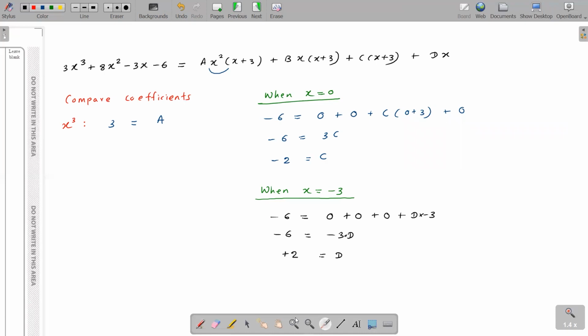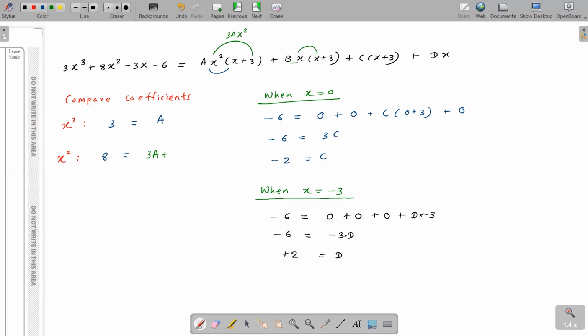So I have the values of a, c and d. I only need to find the value of b. So either you could put in an x value or you could go for comparing coefficients. Entirely up to you. If I go with comparing the coefficient of x square, what do I have as the x square coefficient? On the left hand side, I have 8. On the right hand side, look very carefully. Ax square into 3 is 3ax square. Can you see? It's 3ax square, which means the x square coefficient is 3a.